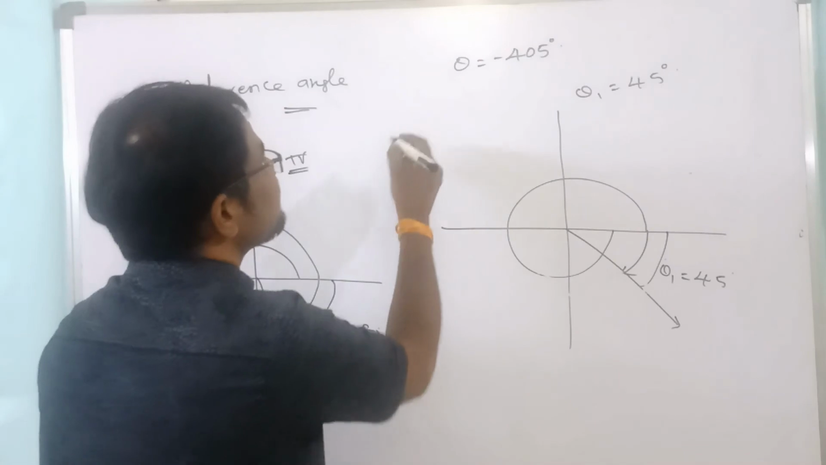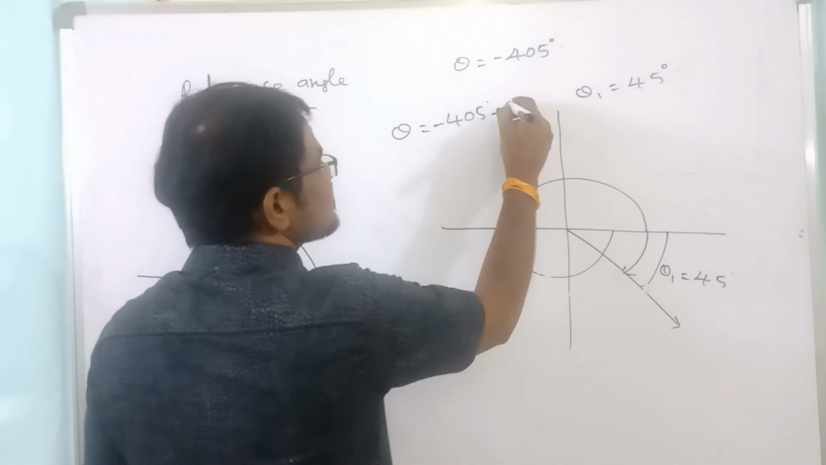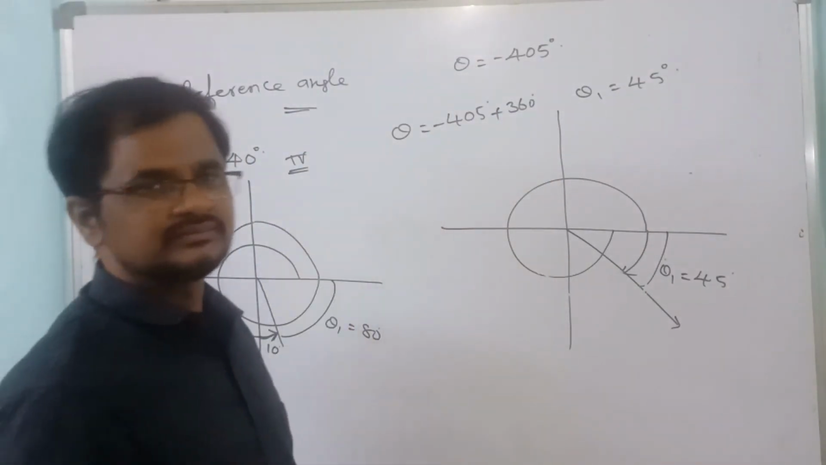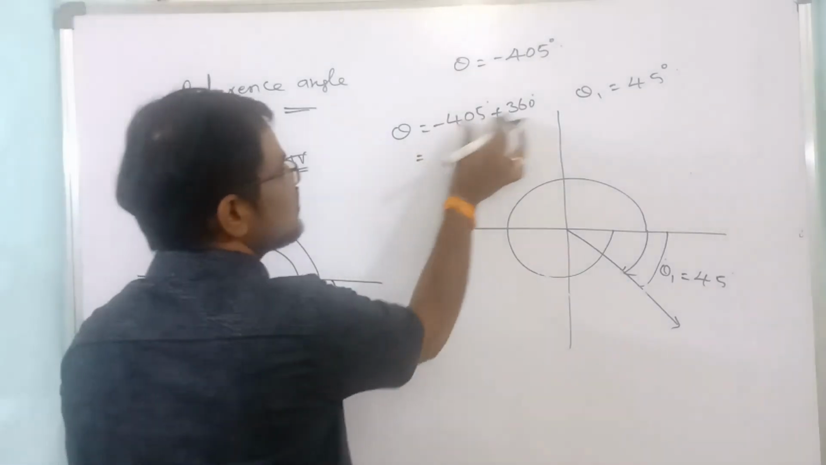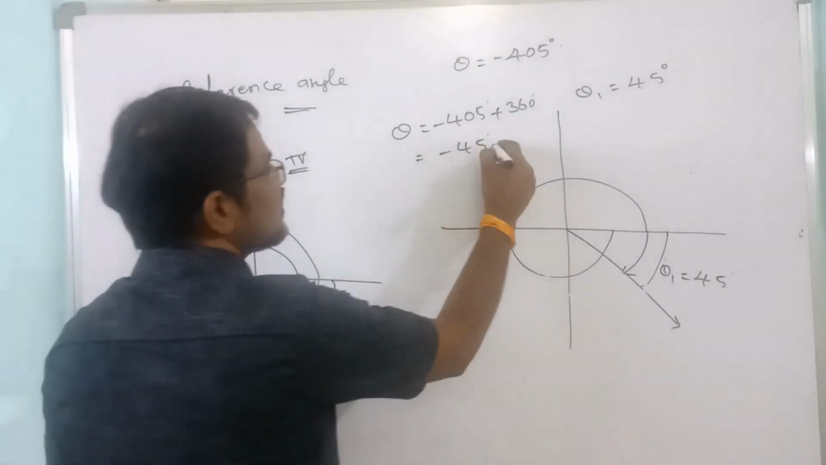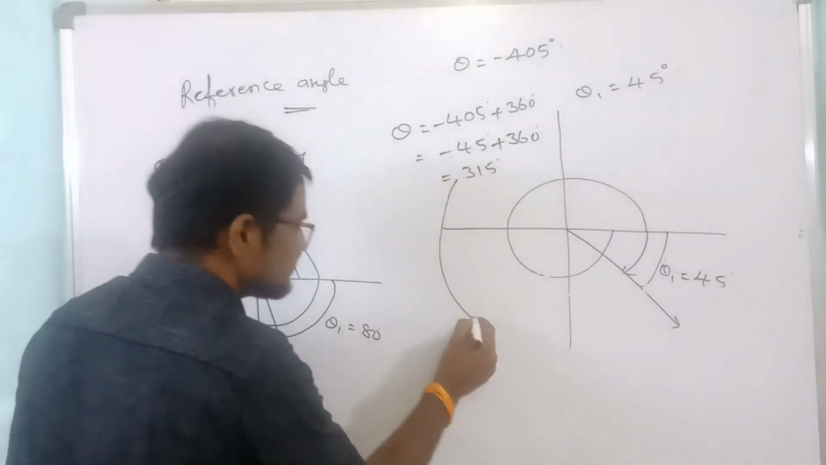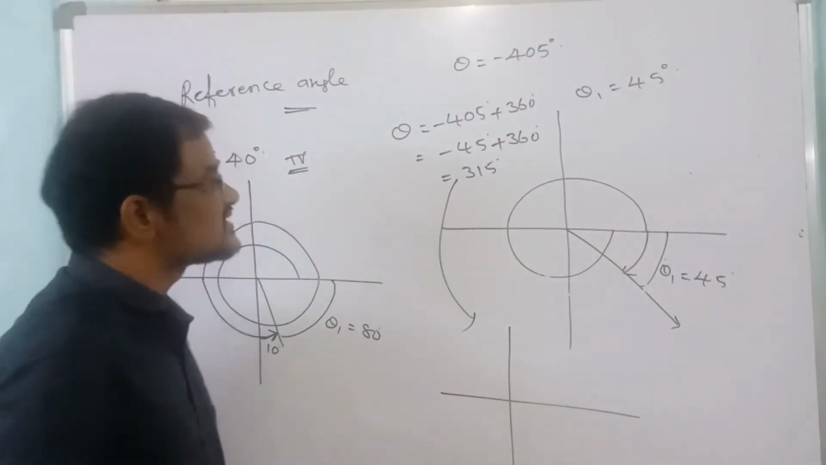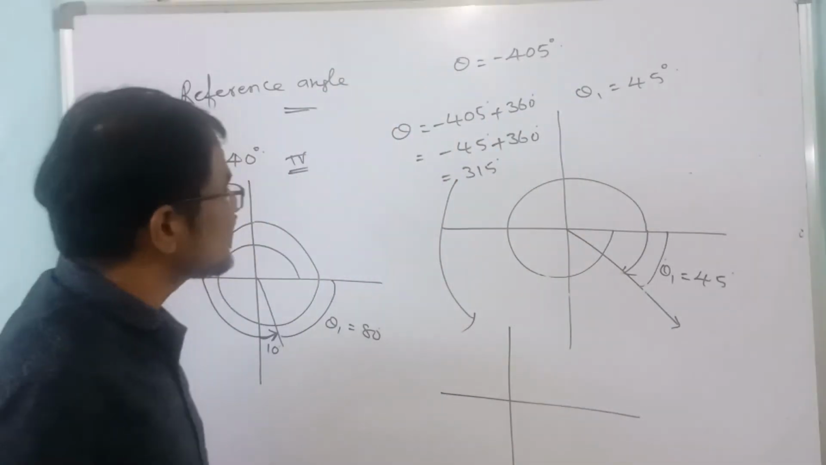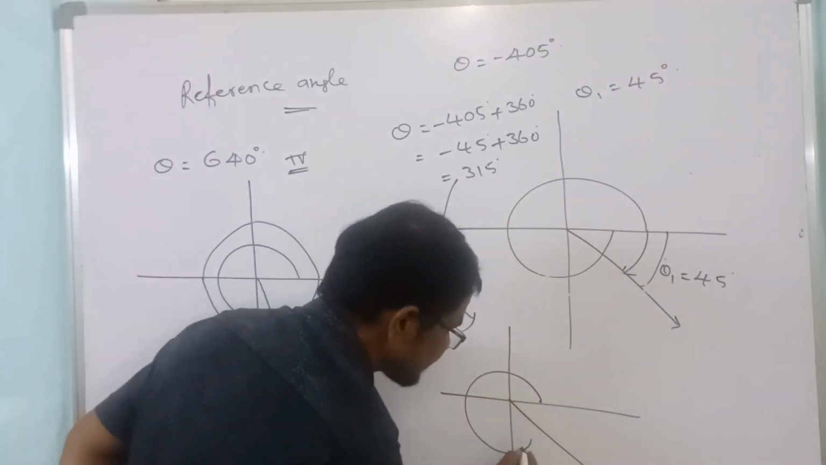Otherwise, suppose theta equal to minus 405 plus 360. If you add 360, or a multiple of 360, you can also take 720. So near to this value, that one you have to add. So what will you get? Minus 45. Again this is a negative angle, so plus 360 you add. So what will you get? 315. So for the 315, if you take the reference angle, that is also the same as the reference angle of minus 405 degrees. So how to take the reference angle of this 315 degrees? So this is 315 degrees, right?